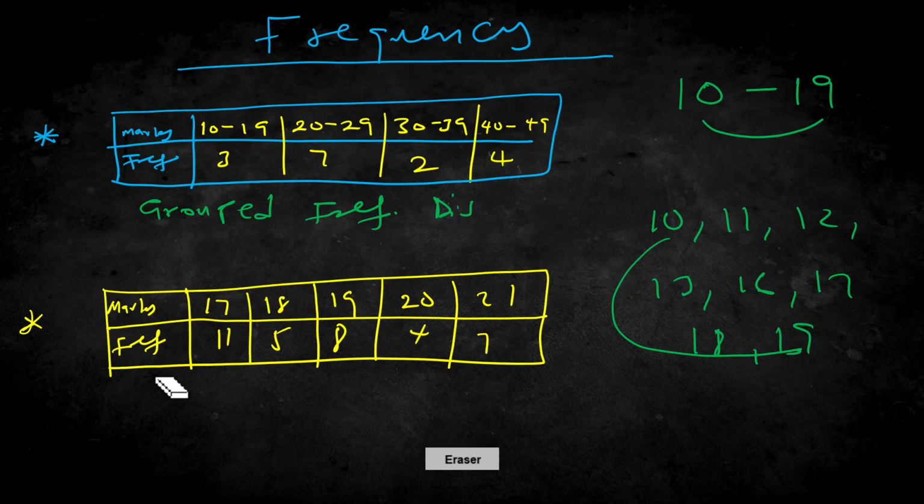Now let's observe the second one. We have 17, 18, 19, 20. Now there's no dash. There is no sign here showing that there is an interval. So this one is straightforward. This one is called ungrouped frequency distribution. So we now know the difference.